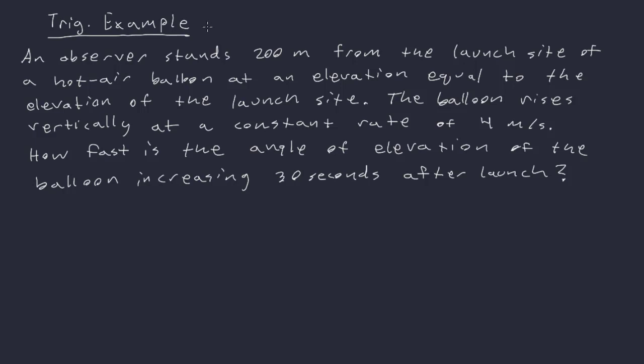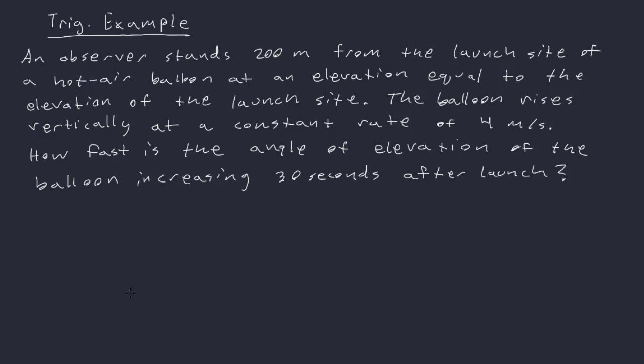So here we have that an observer stands 200 meters from the launch site of a hot air balloon at an elevation equal to the elevation of the launch site. So that's just saying you don't have to take into account the height of the viewer versus the height of the launch site. Okay. The balloon rises vertically at a constant rate of 4 meters per second. How fast is the angle of elevation of the balloon increasing 30 seconds after launch?